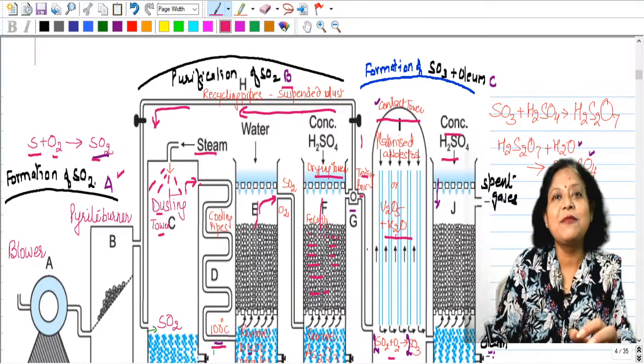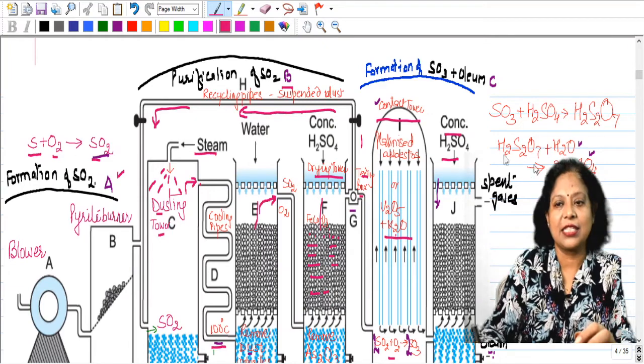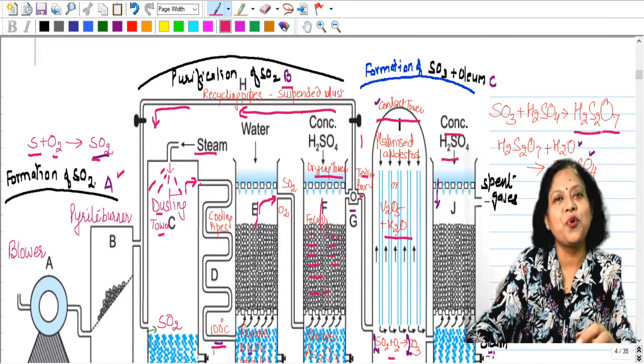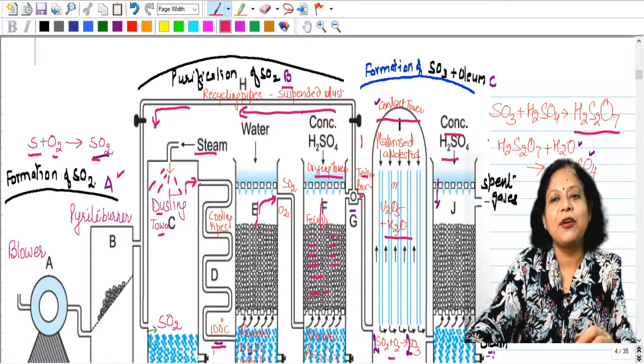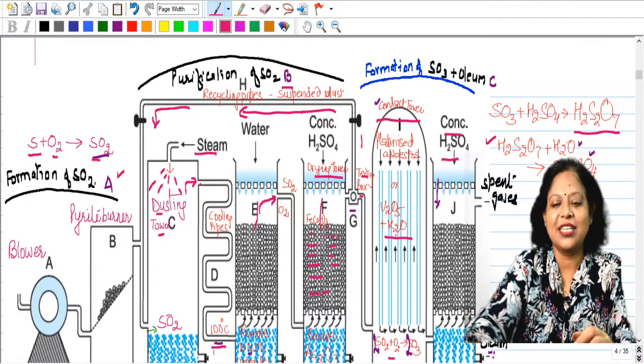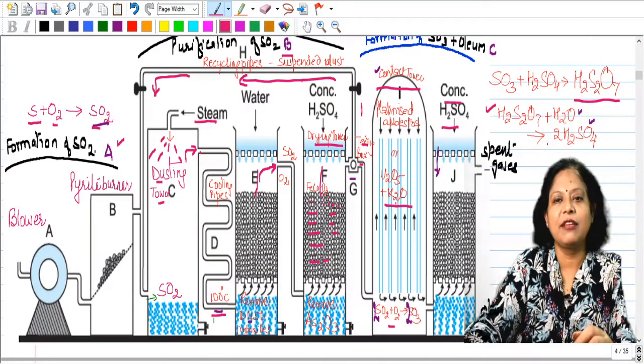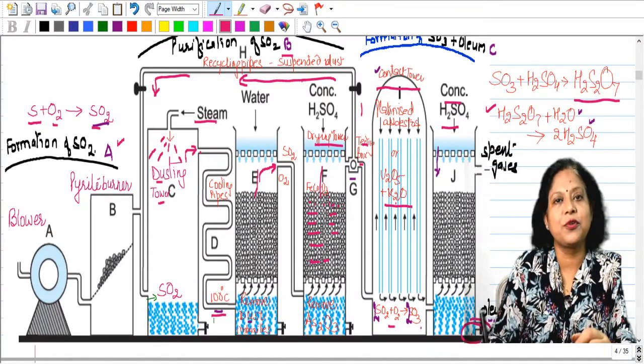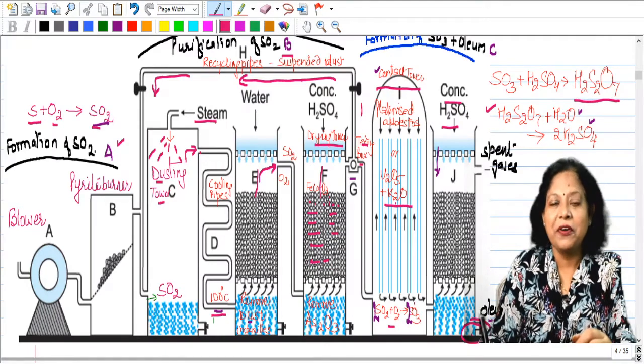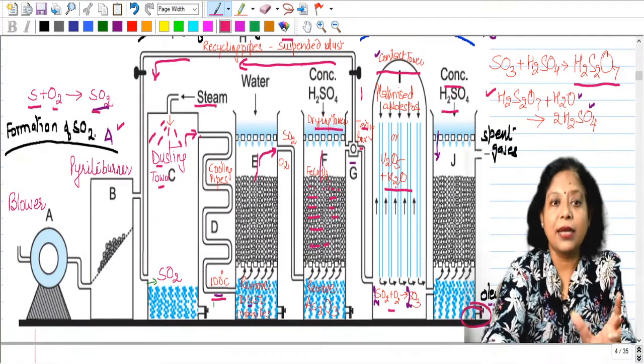And what do you get? You get pyrosulfuric acid. So it is H2S2O7, and this pyrosulfuric acid is treated with water to form sulfuric acid. So this is how you get pure sulfuric acid over here. Is this clear? Right. So this is the plant, right?